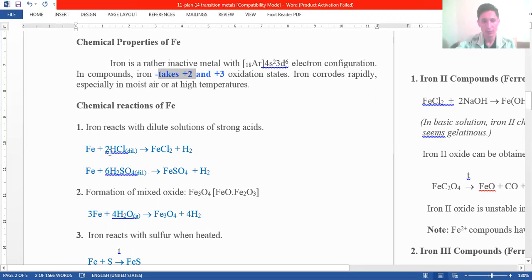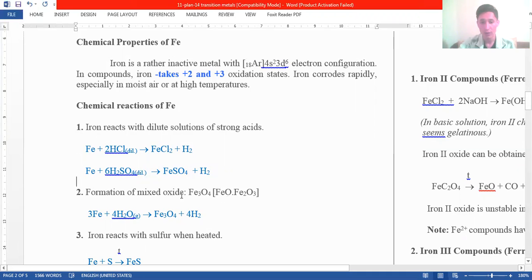Iron plus hydrochloric acid produces iron chloride and hydrogen gas. Always when metals react with acids, they produce hydrogen gas. You need to remember it, okay? If iron plus sulfuric acid, it's also an example: iron sulfate and hydrogen gas.